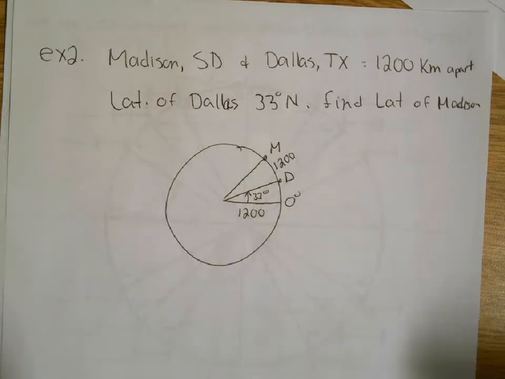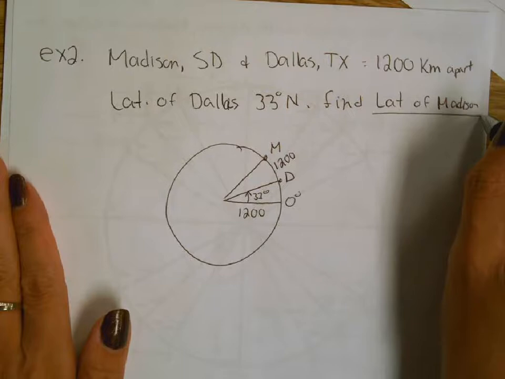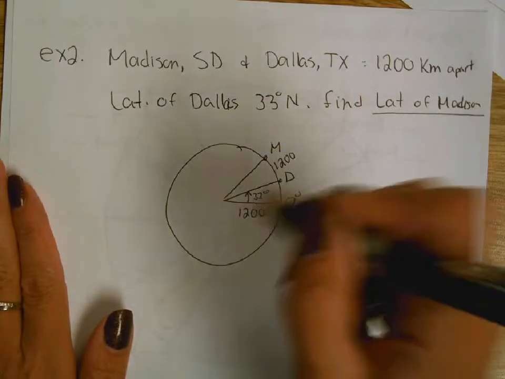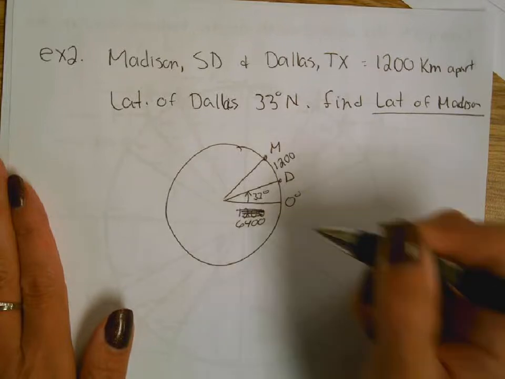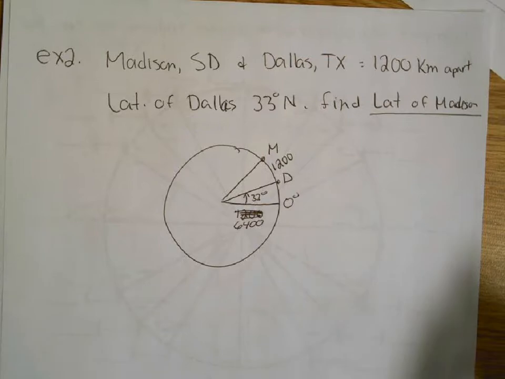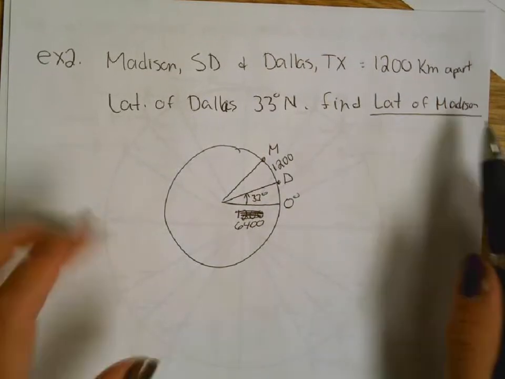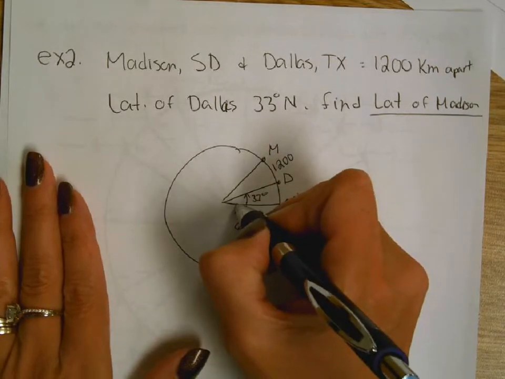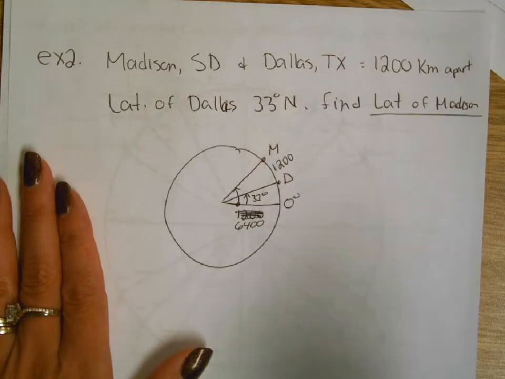Okay, so that's everything we've got. Our goal is to find the latitude of Madison. Oh, yeah, the radius is 6400. See, that confused me over there. So our goal is to find the latitude of Madison. So the final answer to the question is going to be, well, how far north of the equator is Madison? That's what we want to know in the end.